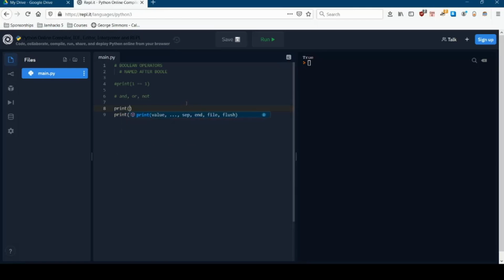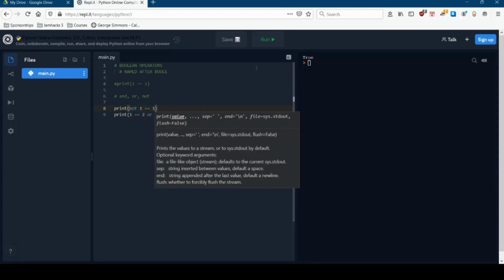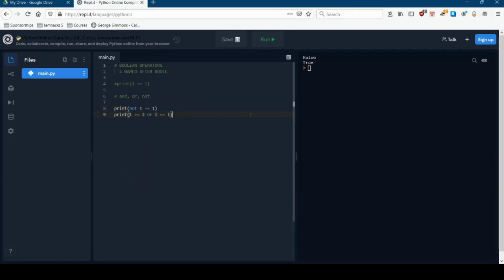Here, I'll write this here. Not 1 equals 1. And the last one we need to worry about is and. Same deal: 1 equals 2 and 1 equals 1. What and does is if the conditional statement on the left and the conditional statement on the right are both true, then it turns to true. But if one of them is false, then the and evaluates to false.